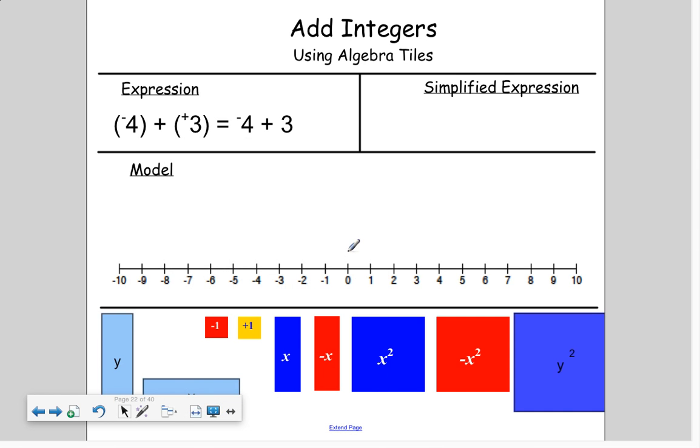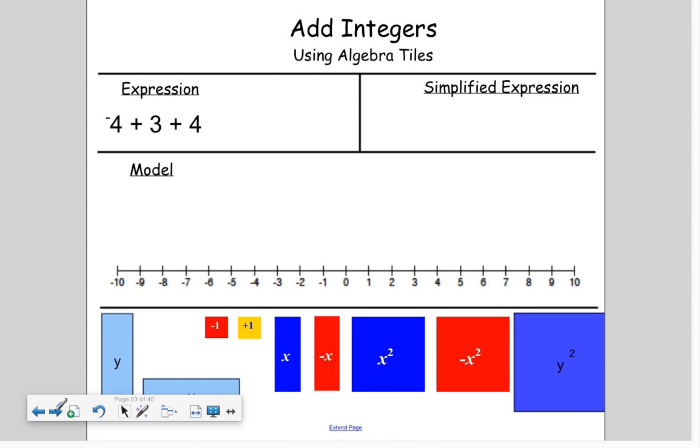Next one, 4 negatives plus 3. Starting at 0, I go 4 units to the left of 0. -4 plus 3. That's 3 units to the right: 1, 2, 3. It stops at -1. Let's see if we can do it mentally. If I have 4 negatives and I put it with 3 positives, what do I have more of? I have more negatives by how many? By 1. So it's -1.